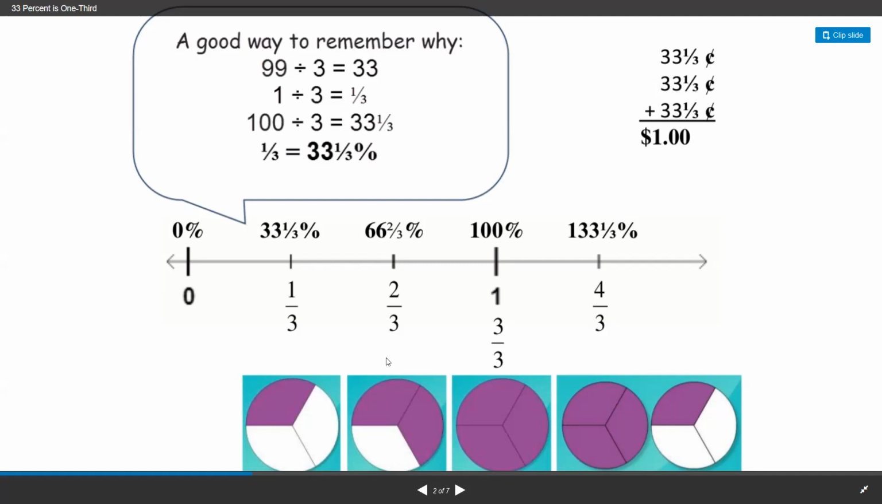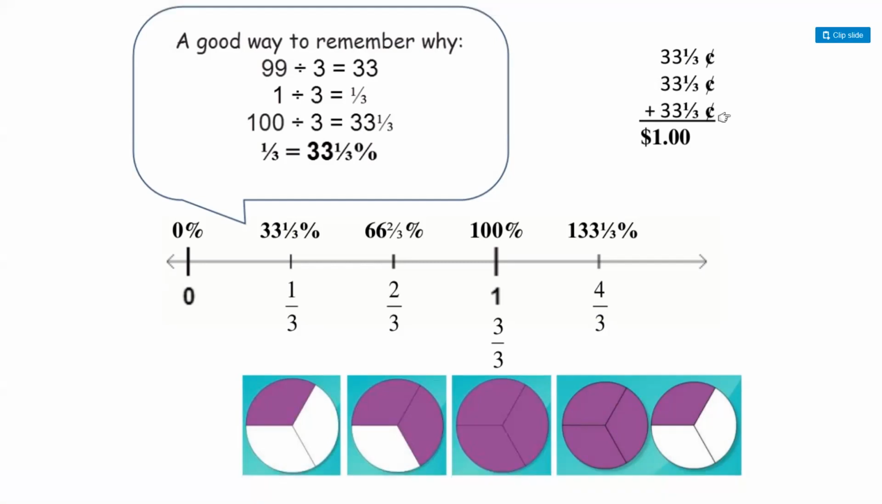And here I have some visuals. 1/3 is 33 and 1/3. Here's a picture of 1/3. Here's a picture of 2/3. If you double this, you get 66 and 2/3. Here's 3/3, which is 100%, which is all of it. And here's 1 and 1/3, 133 and 1/3%. Here's another way to visualize it. If you take 3 copies of 33 and 1/3 cents, you get $1.